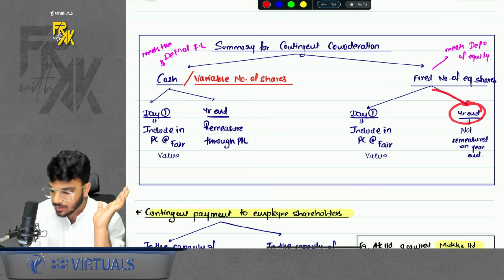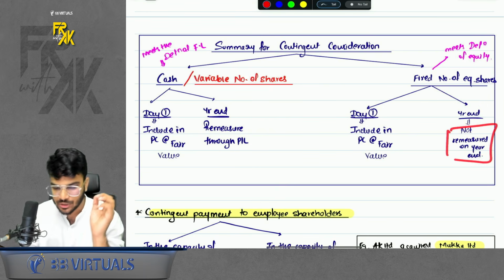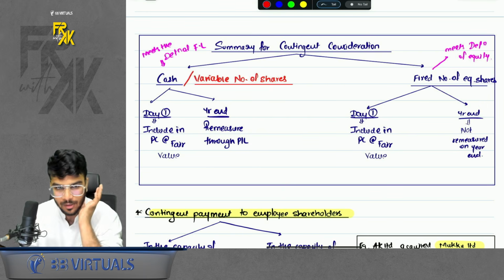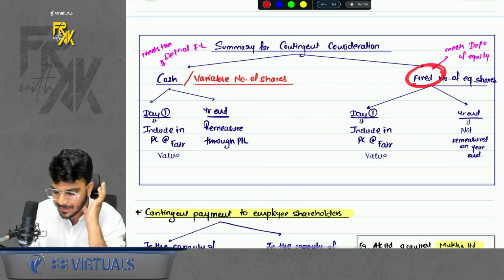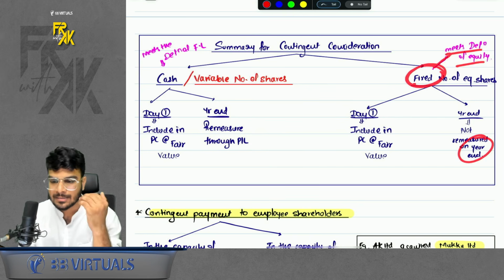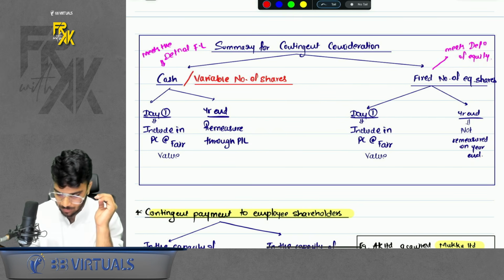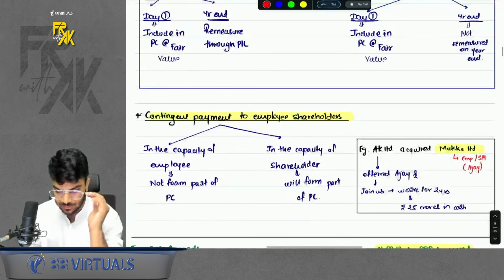So if you have promised a fixed number of shares, on day one you will include it in PC at fair value, but on year end what is to be done? You will not remeasure it. Nothing is to be done on year end. Okay, because a fixed number of shares meets the definition of equity, and equity is never remeasured. Okay, do remember this part. So this was about contingent consideration.